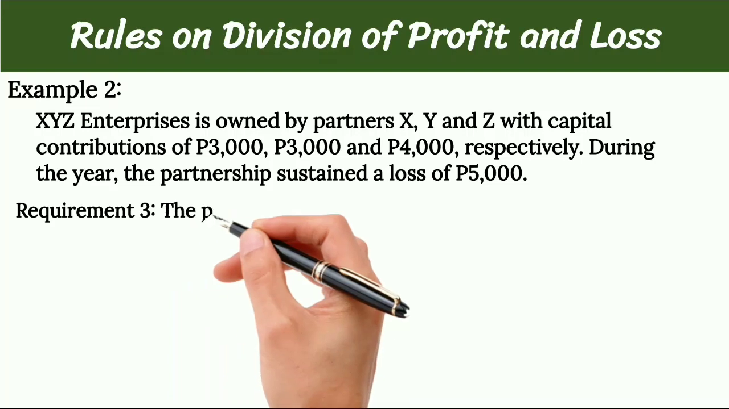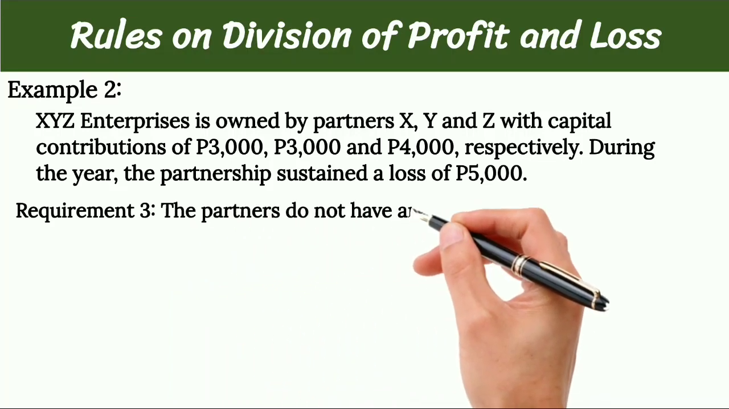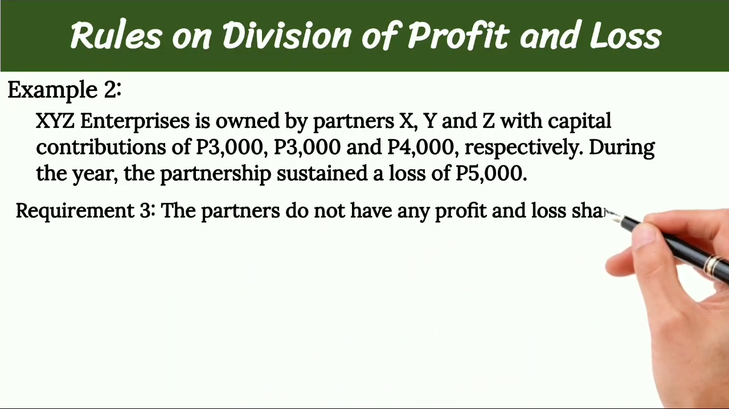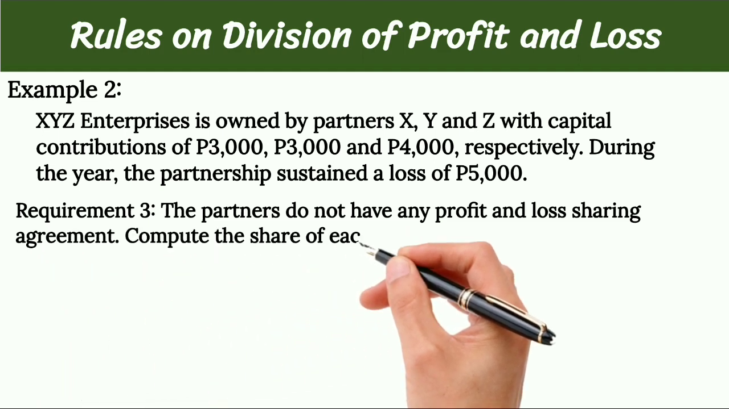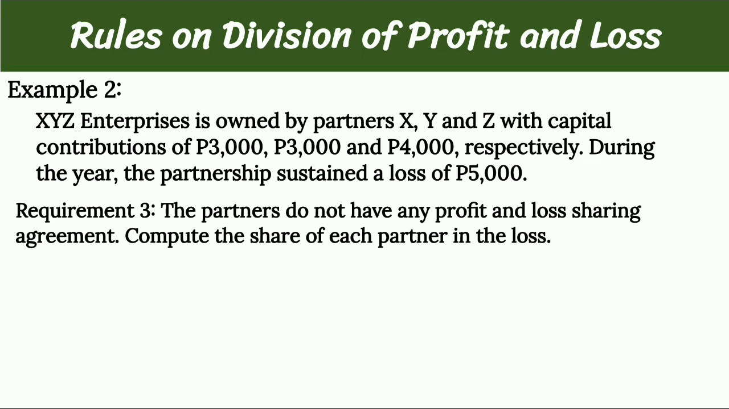Next, requirement number 3, the partners do not have any profit and loss sharing agreement. Compute the share of each partner in the loss. So wala silang agreement kung paano nila hahatiin yung profit at loss. Therefore, hahatiin nila yung loss according to their capital contribution.